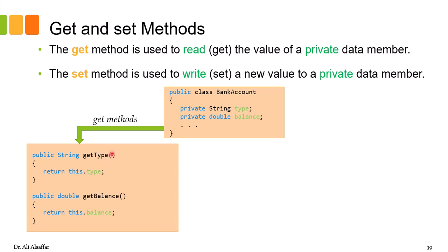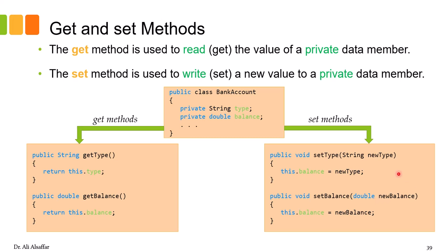For get methods, you don't need an input parameter, and don't forget to write return inside, because these methods will return a value. And what are you going to return? You're going to return the private data member, which is type. So this dot type. For the second get method, the return value is double because the balance is double, and you don't need an input parameter, and the name is get balance. Why? Because the name of the data member is balance. So you name the get method get balance, and this dot balance will return the value to the user.